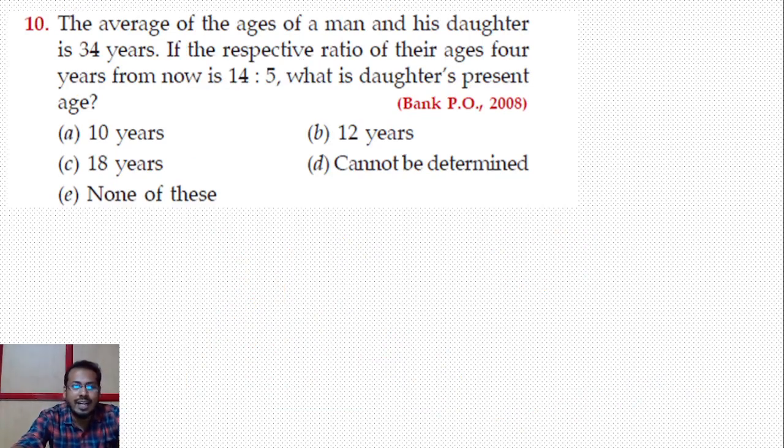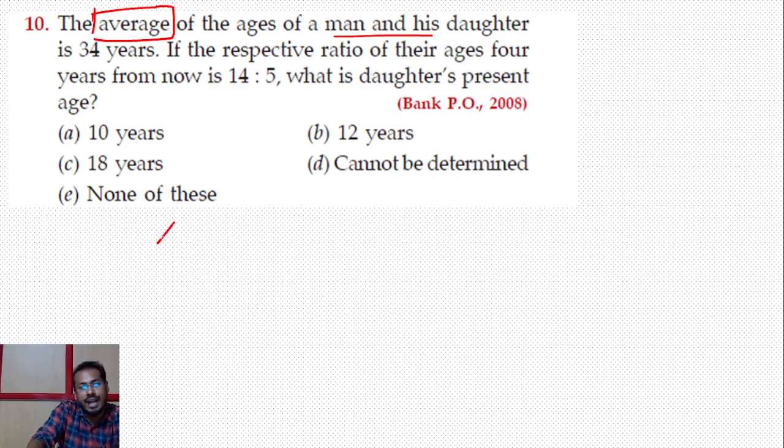Okay, the average of the ages of a man and his daughter is 34 years. If the respective ratio of their ages 4 years from now is 14 is to 5, what is the daughter's present age? So this is the question. Let's solve this. The average of the ages of the man and his daughter is 34.